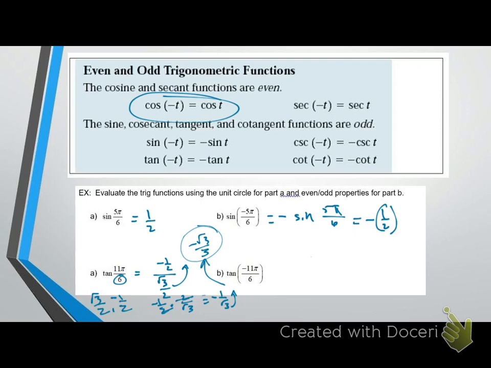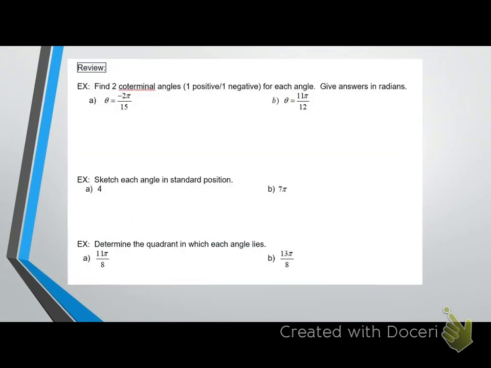Tangent is another odd function. So that means that the tangent of negative 11 pi over 6 is the same thing as negative tangent of 11 pi over 6. And we just found the tangent of 11 pi over 6. So all we do is we multiply it by a negative 1. So it's just radical 3 over 3. Okay? So that's a way we can use even and odd.